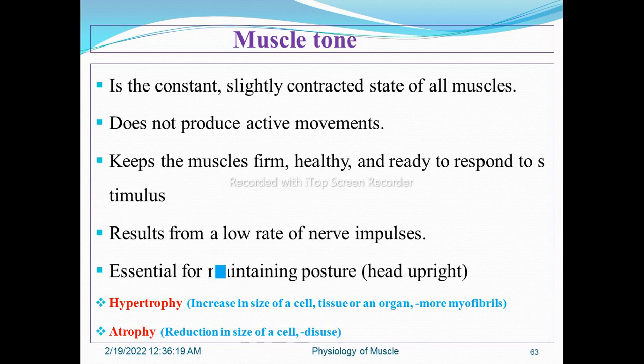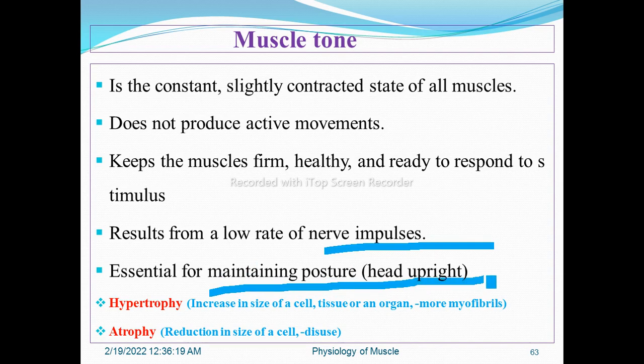Another important concept is muscle tone. Muscle tone is a constant, slightly contracted state of all muscles. This does not produce active movement. It keeps muscles firm, healthy, ready to respond to stimulus, and results from a low rate of nerve impulses. It is essential for maintaining posture, such as keeping the head upright. Muscle tone keeps our body in a slightly contracted state, and our muscles ready for the next stimulus.